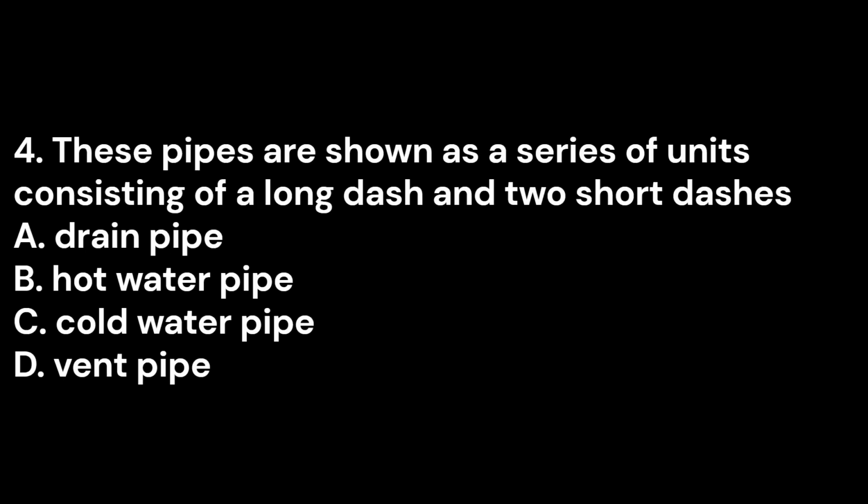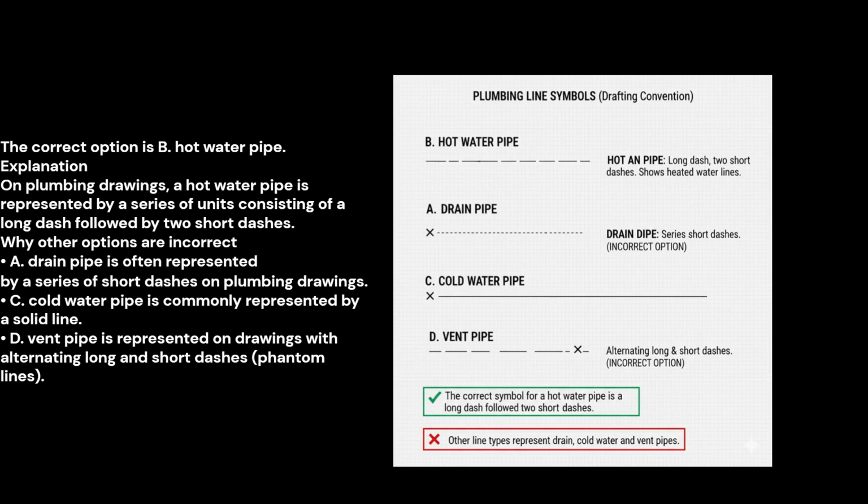Number 4. These pipes are shown as a series of units consisting of a long dash and two short dashes. A. Drain pipe. B. Hot water pipe. C. Cold water pipe. D. Vent pipe. The correct option is B.